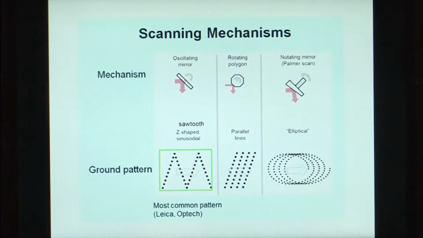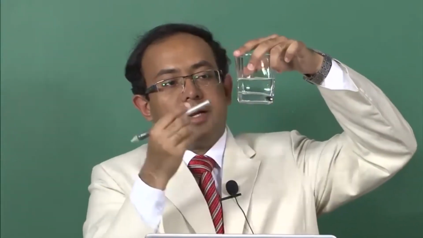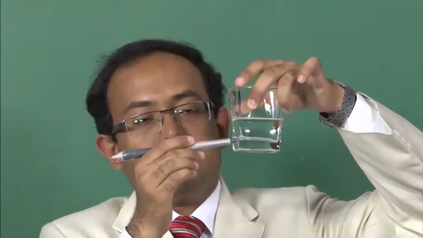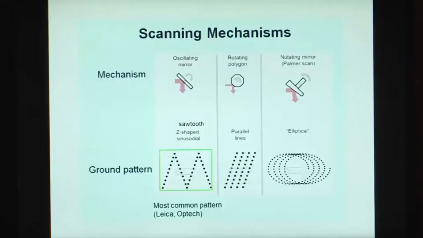So, in the case of a rotating polygon, consider this to be the polygon. Now this polygon is rotating. When it is rotating, the beam interacts with this surface, then it moves at an angle, and then it goes back to 0 when it gets to the other surface. So, coming back to the slide, if we used a rotating polygon, we would be getting parallel lines, or we could also be using a nutating mirror, which would give us elliptical lines of scanning on the field.